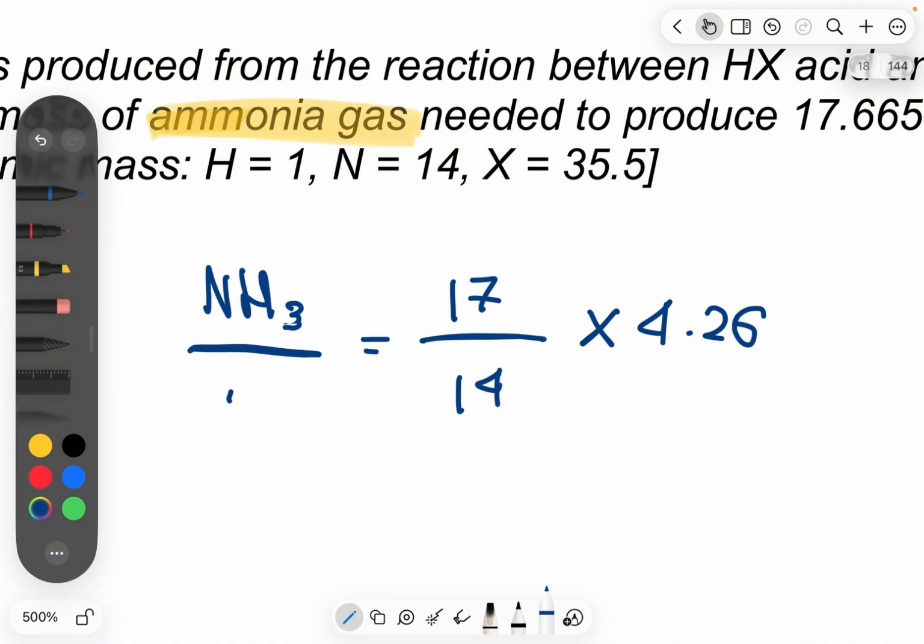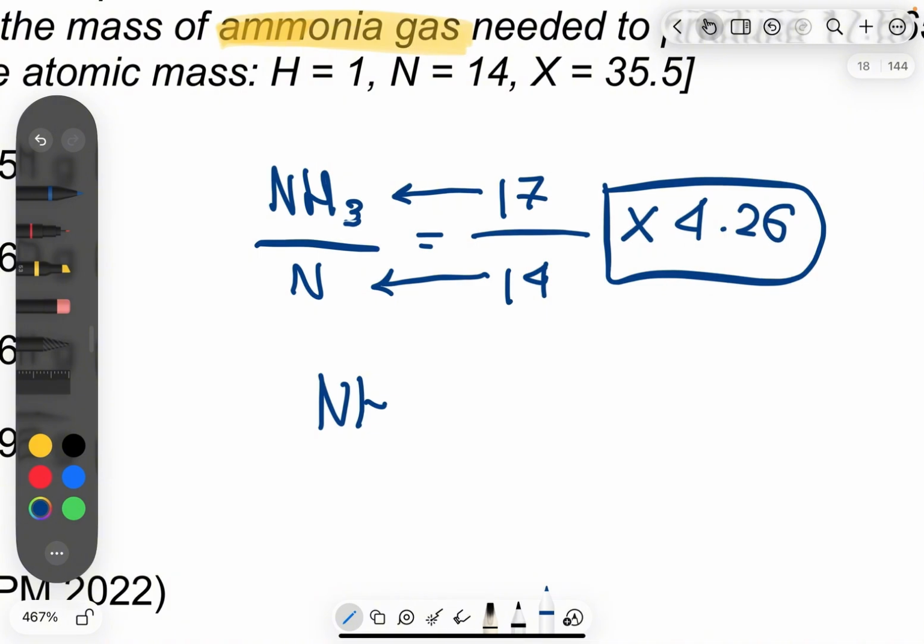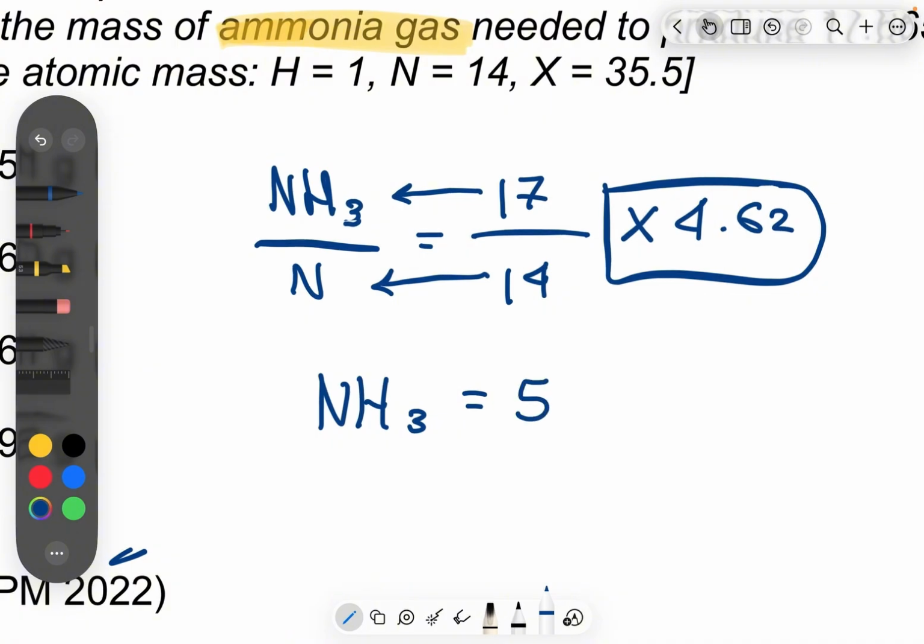So if this is the ratio of the molar mass of ammonia gas to nitrogen, and if I times it with the mass of nitrogen, I would get the mass of ammonia gas, which is 5.61 grams.